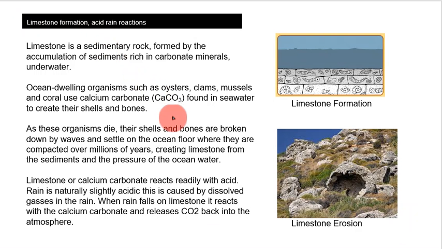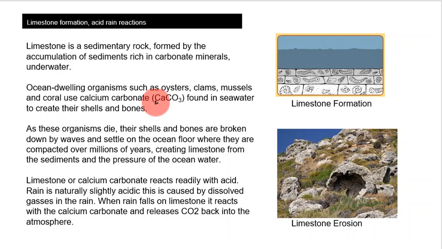Another process that happens is limestone formation and acid rain reactions. Limestone is a sedimentary rock formed by the accumulation of sediments rich in carbonate minerals underwater. Ocean-dwelling organisms such as oysters, clams, mussels, and coral use calcium carbonate, a compound found in seawater, to create their shells and also to create bones.